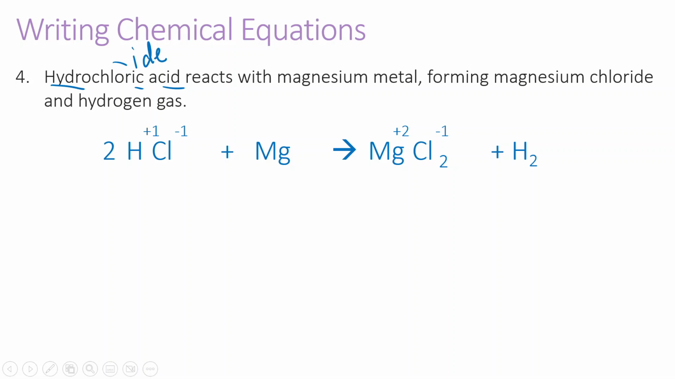Hydrochloric acid is going to be in a solution form, so that's going to be aqueous. Magnesium metal, solid. And we're forming this magnesium chloride and hydrogen. Magnesium chloride, if we use our solubility rules, chlorides are always soluble. There's a couple of exceptions, but magnesium isn't one of them. So this would be aqueous, and we're also forming hydrogen gas.